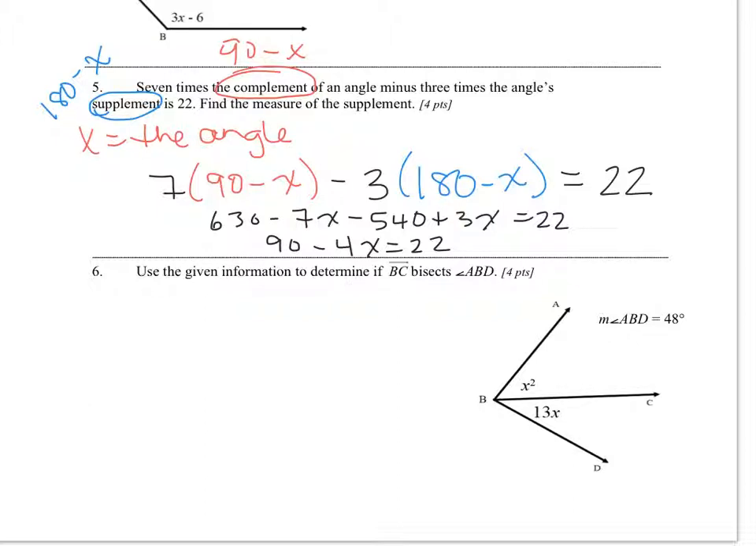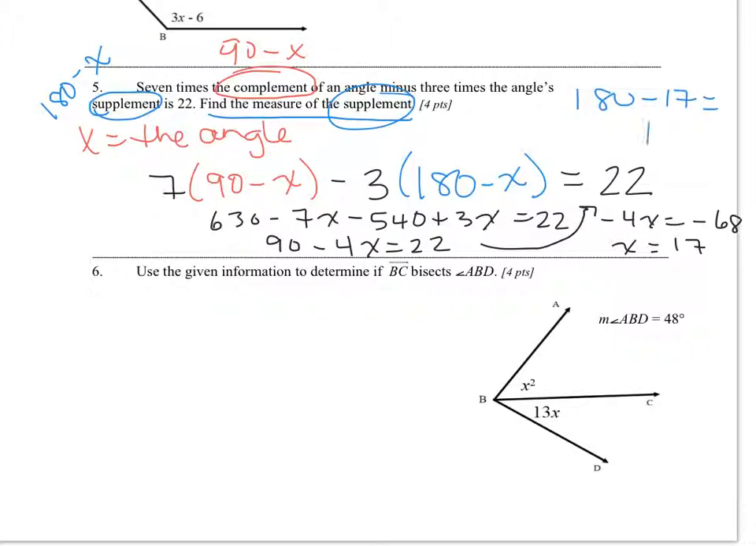Okay, so we get that negative 4x equals negative 68. And when we divide by negative 4, x equals 17. But the question says, find the measure of the supplement. So if x equals 17, the supplement is 180 minus 17, which is 163 degrees.